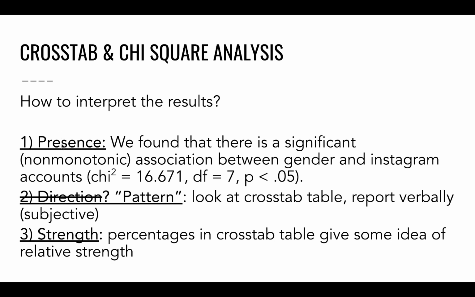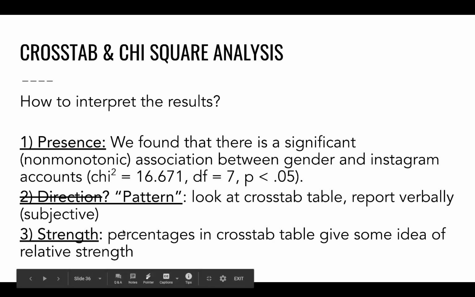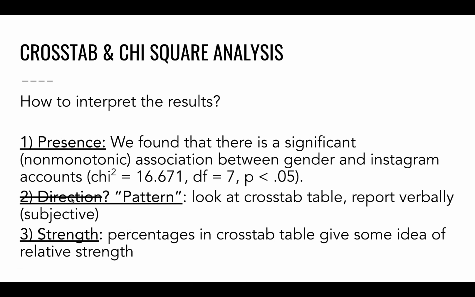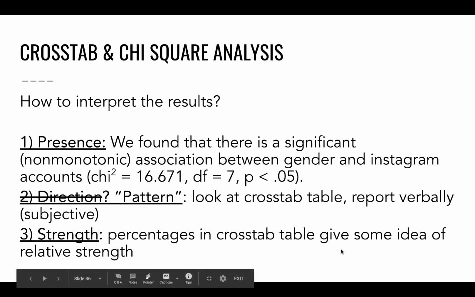Next step, remember, step 1, step 2, step 3 to assess relationships, we look at the direction. However, with non-monotonic relationships, we can't really look at a direction because they are nominal variables. So you can't really say anything about a direction, right? So the best thing you can do is detect some sort of pattern. So looking at that crosstab table, you can report verbally in a more subjective way, again, not really subjective because you have those percentages to back up any claims you make. But looking at those percentages gives you some idea of the relative strength and direction or pattern of those relationships you found.